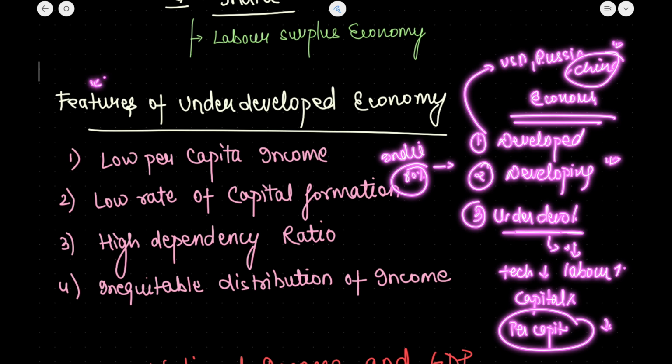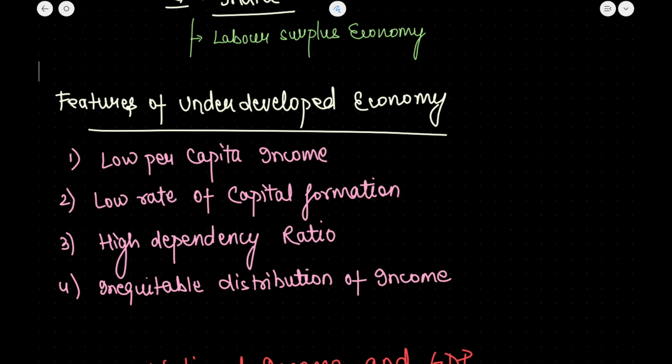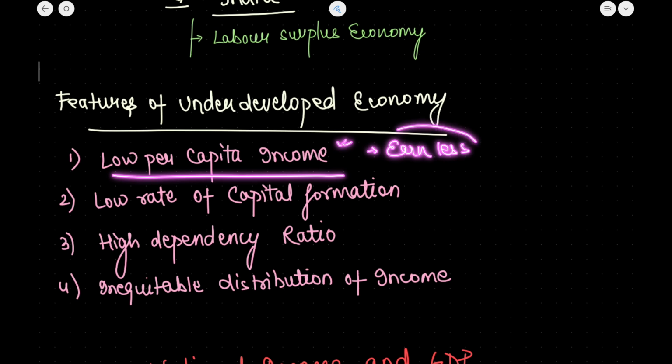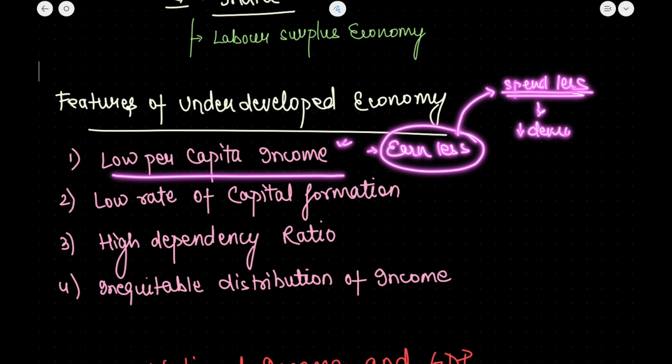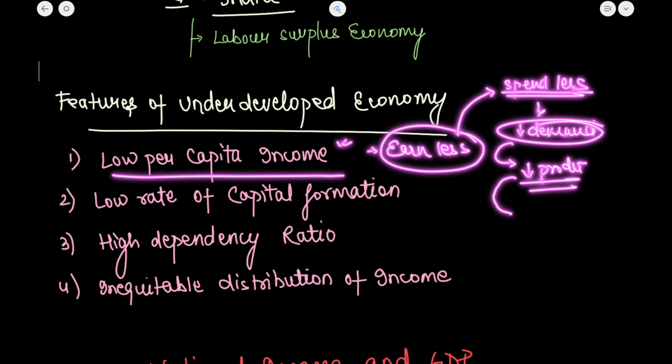So let us now see some of the features of the underdeveloped economy. Low per capita income means that people will earn less. When people earn less, they will spend less, and if people spend less, there would be lesser demand in the economy, and lesser demand would ultimately lead to less production, because people are not there to buy the product, so production will fall. As production or supply falls, ultimately economic growth will decline, or the GDP of the country will decline. So this is a vicious cycle that moves on.